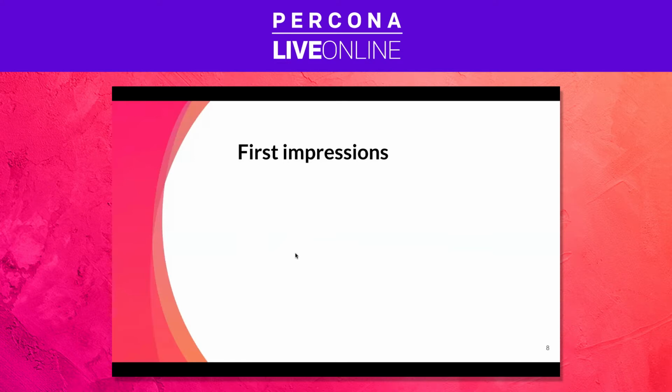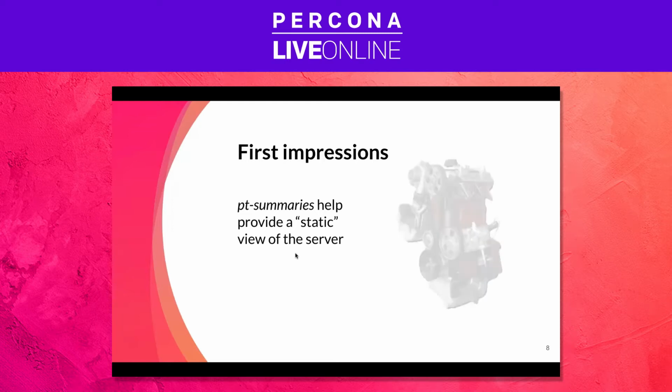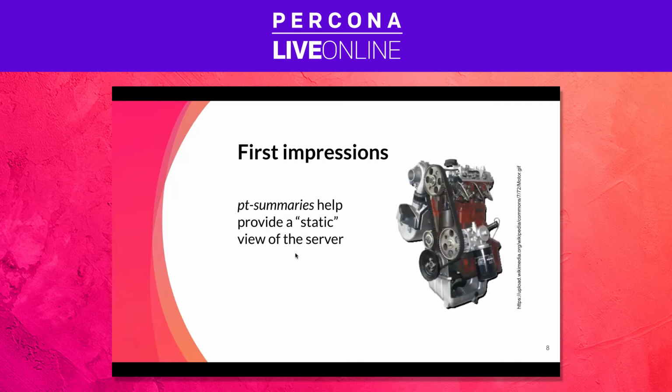How the database fits in the available physical resources, more or less, right? So the combination of the information obtained from the PT summaries provides what I call a static view of the server. It helps us draw our first impressions of the server, but it is still a limited view, right? It's kind of akin to looking at a still picture of an engine like this. And the question is, how does this engine perform in motion, right, when it really matters?